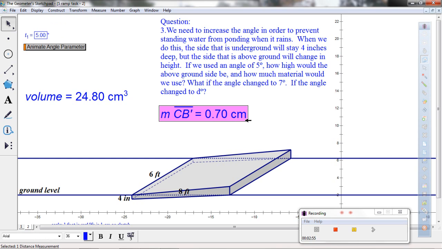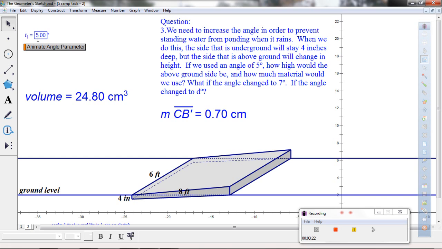Remember, this is 0.70 feet, so you can multiply by 12 if you wanted inches, and you could discuss the unit conversion. The other thing you could do is obviously use that tangent function again, opposite over adjacent, and you could discuss doing that on paper. You can compare the answers, and it kind of gives students a nice verification for what they're doing. How much material would we use?